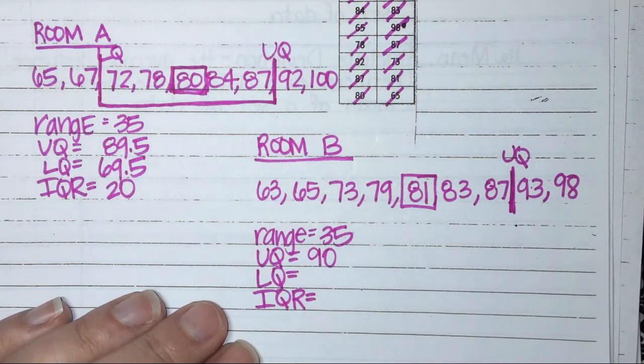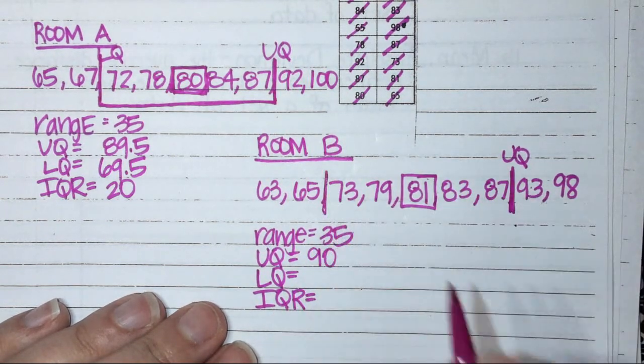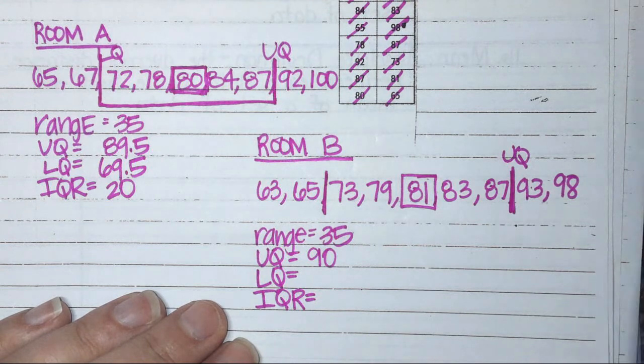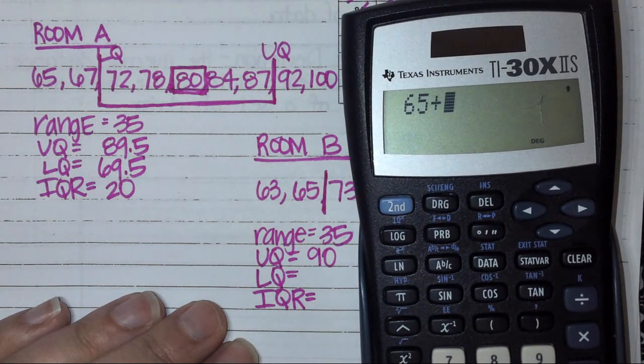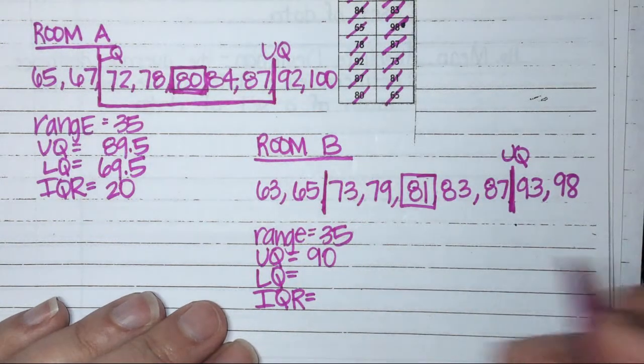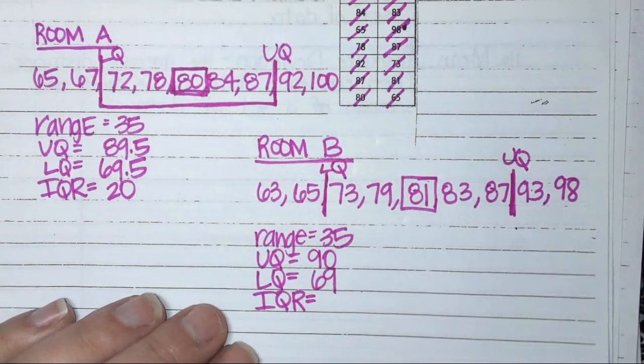Okay, where's my lower quartile? Between 65 and 73. I didn't see 65. So add 65 plus 73 divided by 2, and we've got 69. Okay, so what is my interquartile range?